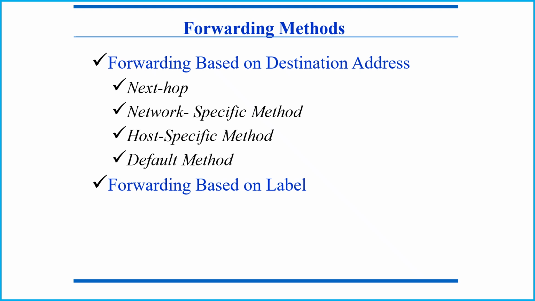It includes forwarding based on destination address. Under that we will be seeing the next hop, network specific, host specific and default methods. And the next one is forwarding based on labels.